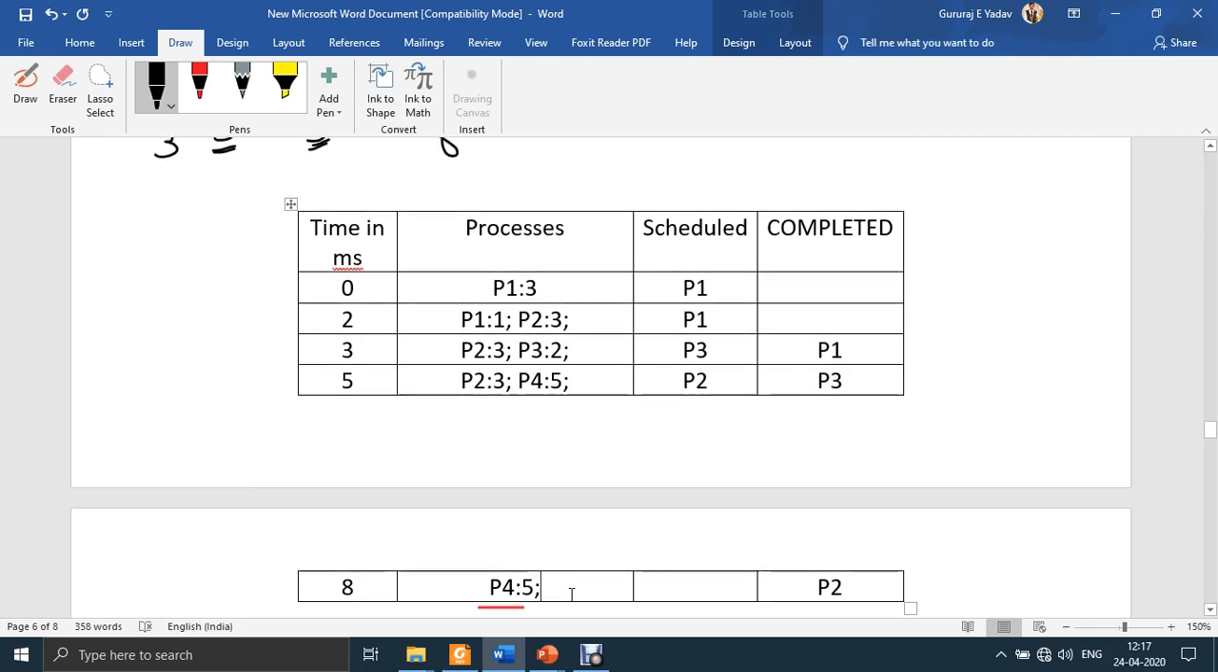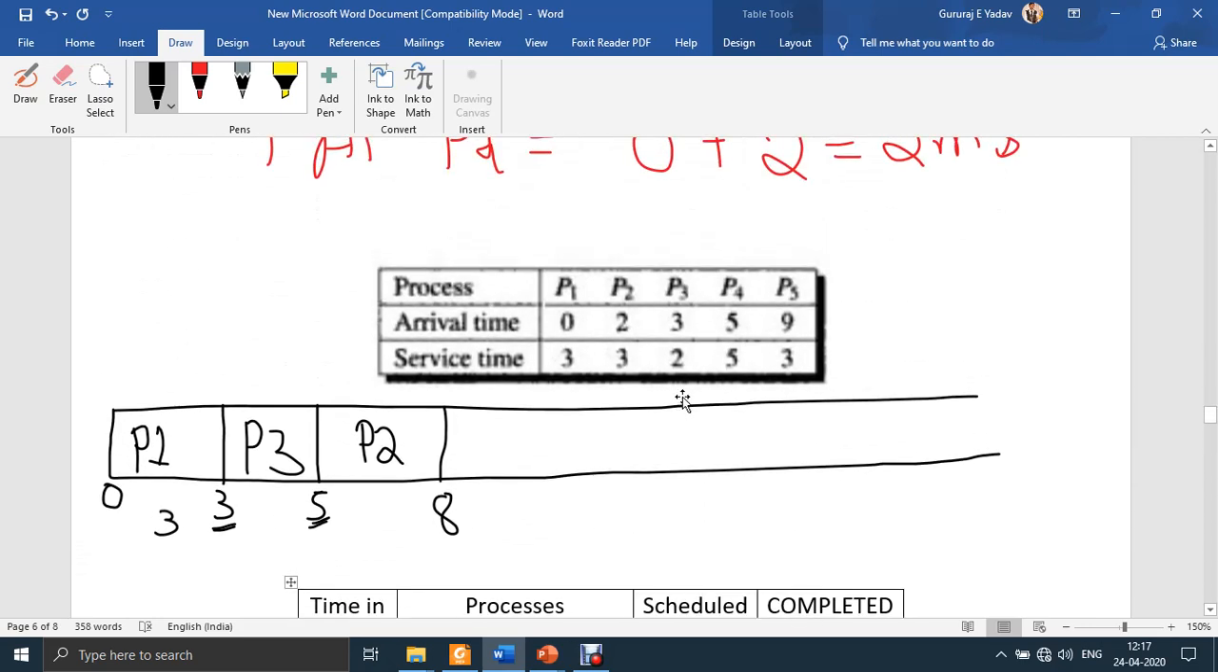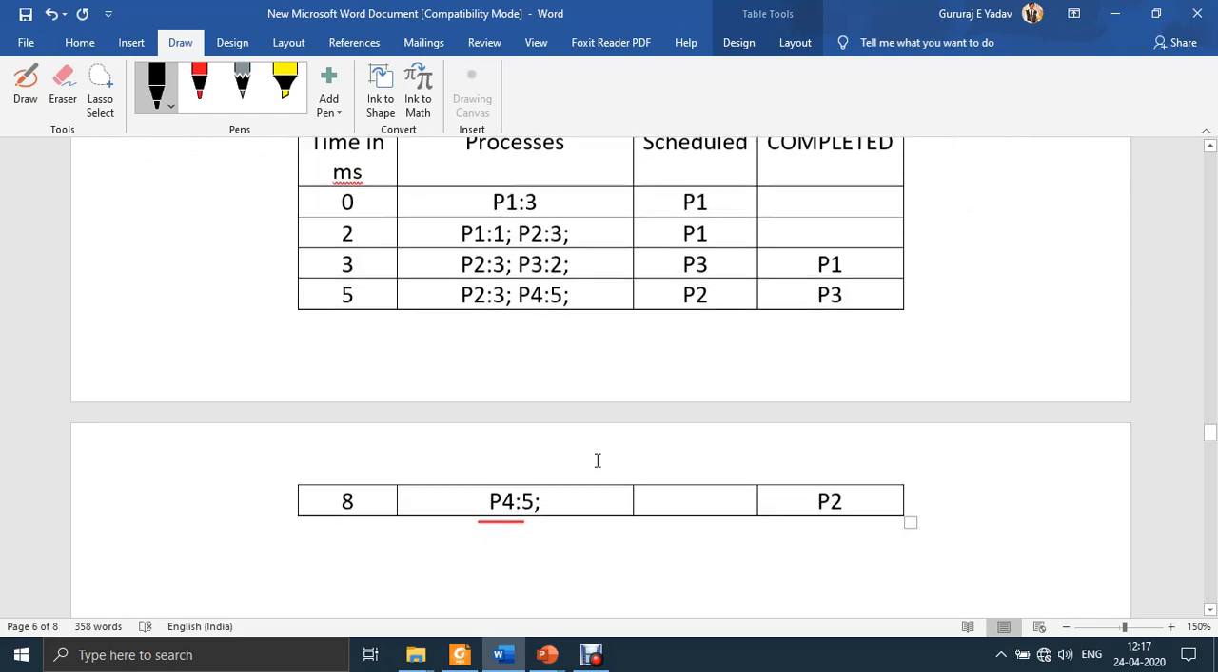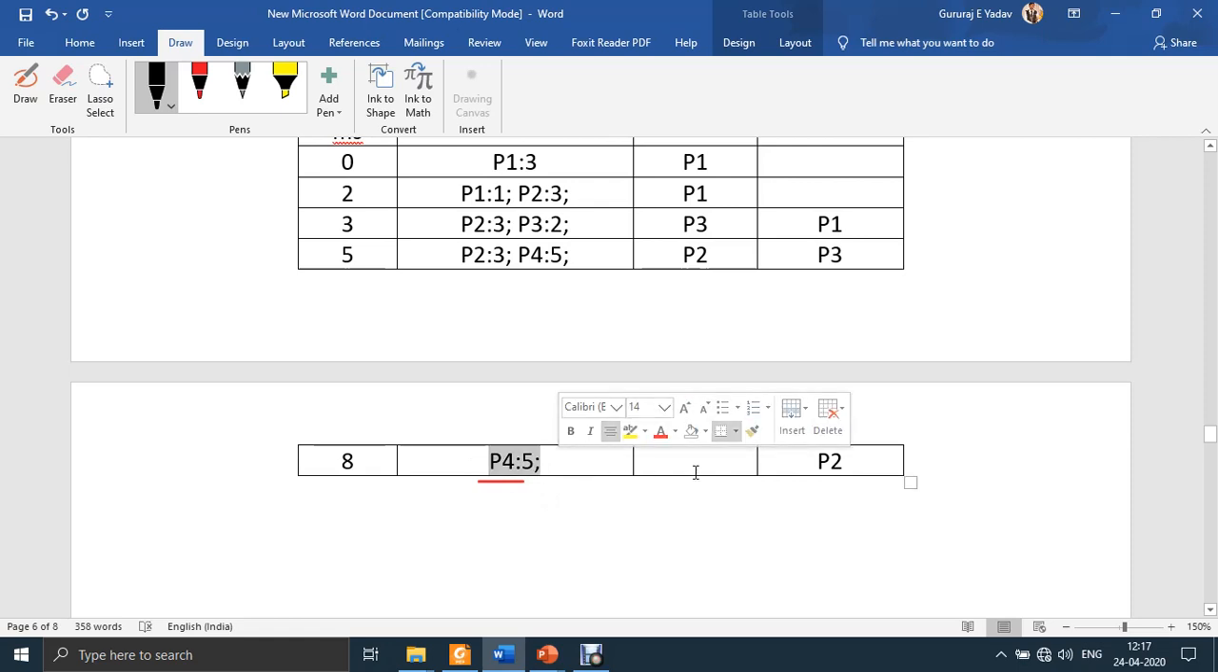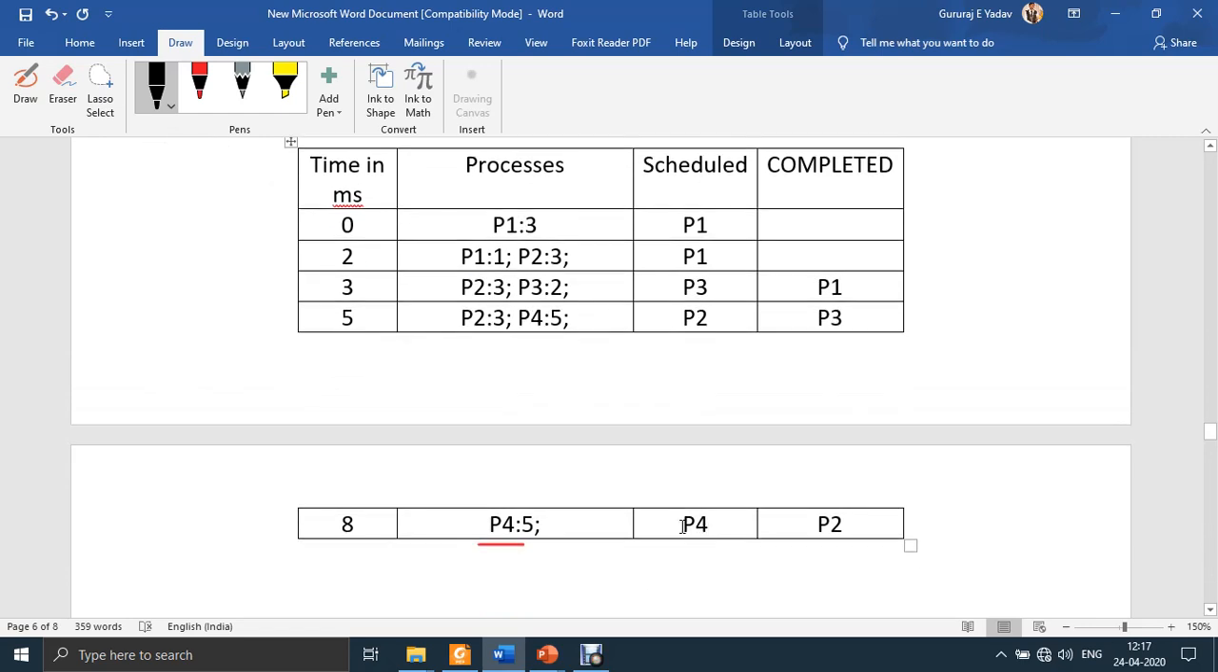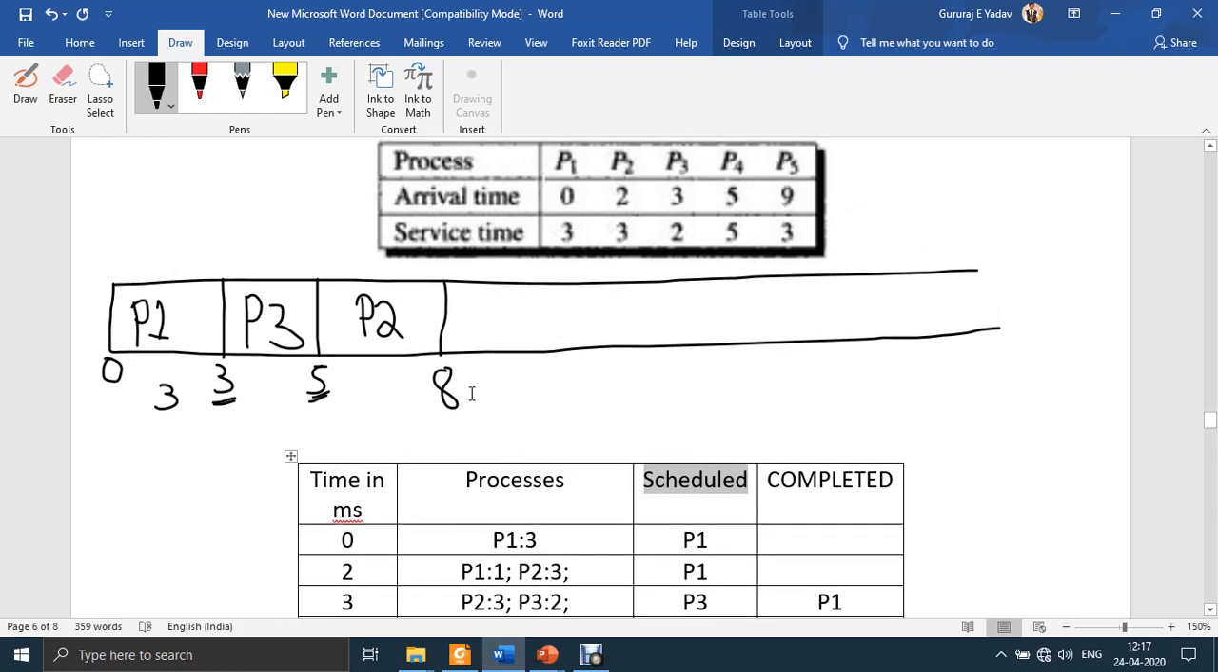So is there any other process present? No, no other process is present at time interval 8, because the new process that is ready to execute will arrive at time interval 9. So at time interval 8, no new process is present apart from P4. Since only one process is present, P4 itself will get its chance to execute. So P4 is scheduled. I hope you are getting it.